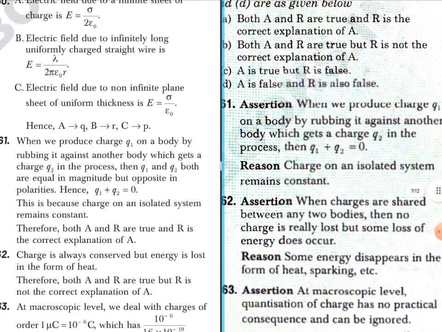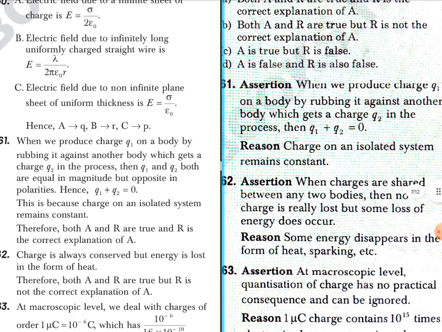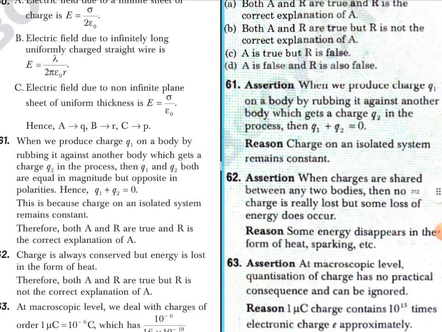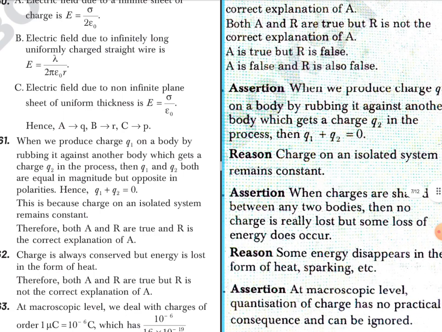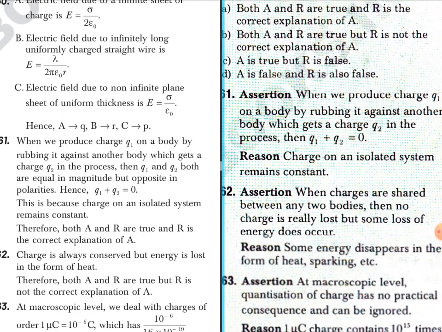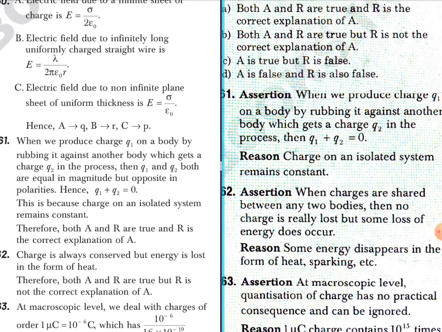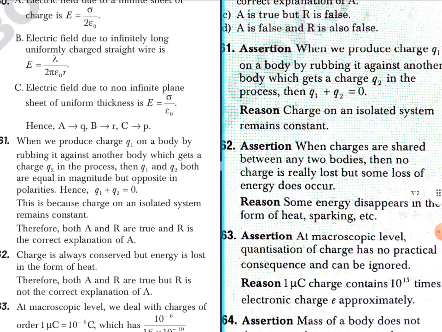So the assertion is true. The charge on an isolated system remains constant. That is also true. That's the reason why when they both are together, it becomes an isolated system and the net charge is 0. So, correct explanation. 62nd question.